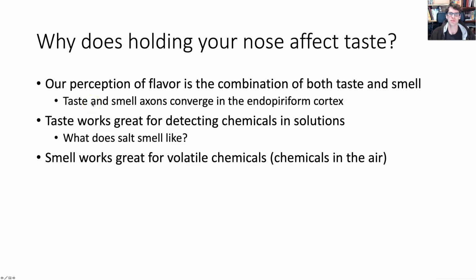So our total perception of how food works is based on both of these senses, and probably much more so by smell. We can have a much larger repertoire of chemicals we can detect through smell. But something like salt, I always like to mention, what does salt smell like? It doesn't. The key distinction here is that smell works great for volatile chemicals, basically chemicals that diffuse in the air. Gasoline, car exhaust, fire, those are strong smells. But something like salt doesn't.